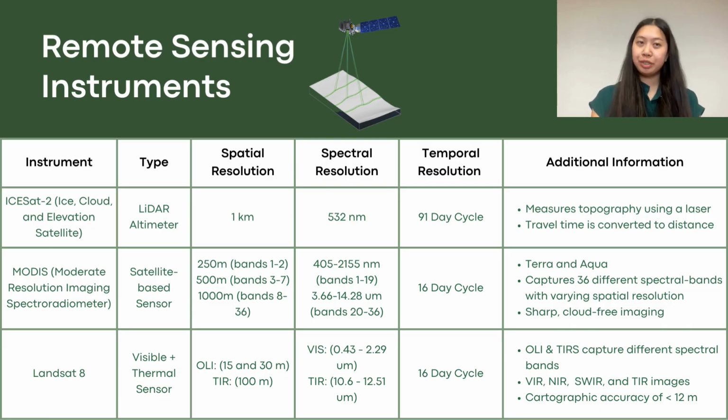Next, we'll be going over the remote sensing instruments we used. Remote sensing is observing information of an area without physically making contact to the area. The table shown below describes the instruments we used, including the spatial, the spectral, and temporal resolutions. The Ice, Cloud and land Elevation Satellite, or ICESat-2, is a LiDAR altimeter used to evaluate the average tree height in the affected area. Next, the Moderate Resolution Imaging Spectroradiometer, or MODIS, is an instrument sampling the visible, near-infrared, and thermal infrared wavelength. Lastly, the Landsat-8 satellite is a visible and thermal sensor.